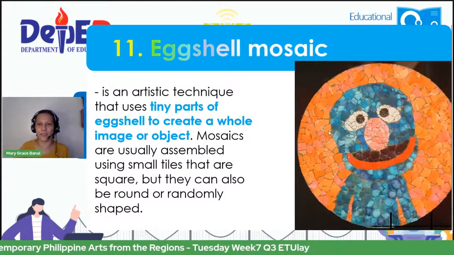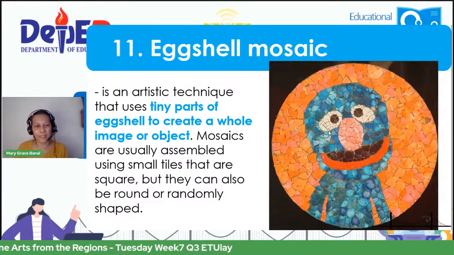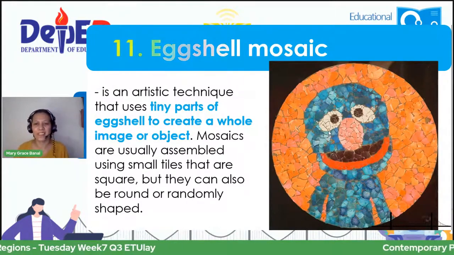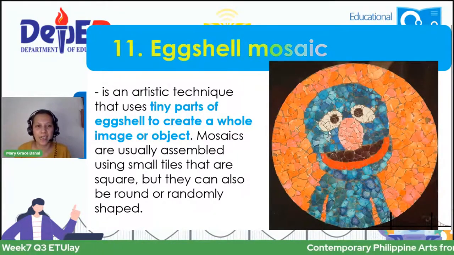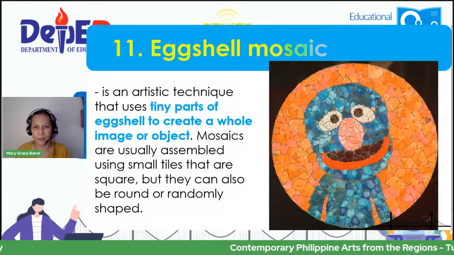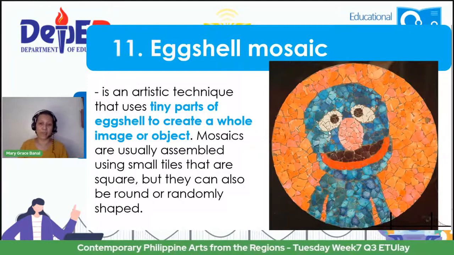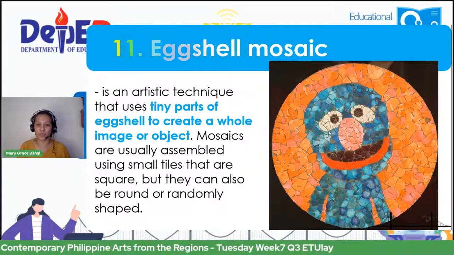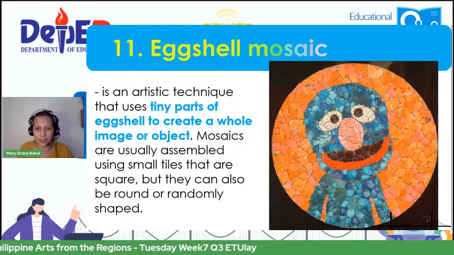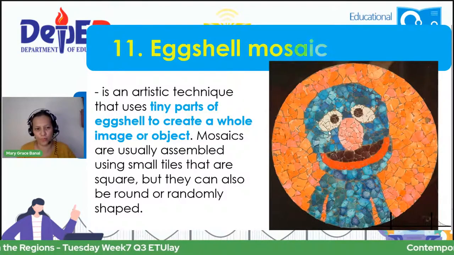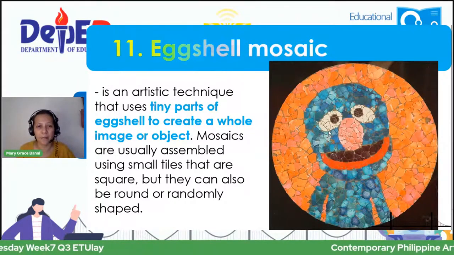Syempre yung pinatuyo muna or nahugasan muna na eggshell, no? So here is an example. Si Brother Elmo from Sesame Street. Okay, so using eggshell mosaic. So, pwede rin lagyan ng colors, pwede rin namang white kung yun yung effect na gusto mong ma-achieve. But in our example, gumamit din ng color yung artist. So, representing Elmo. Okay, so this is eggshell mosaic.